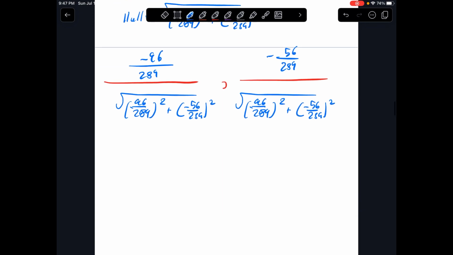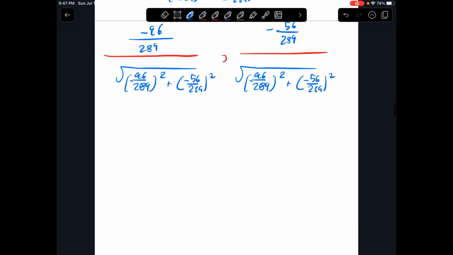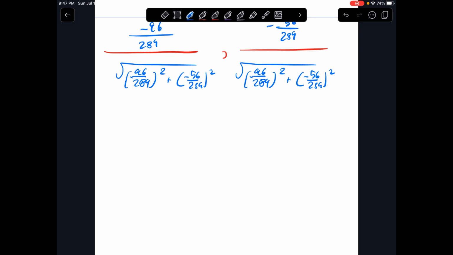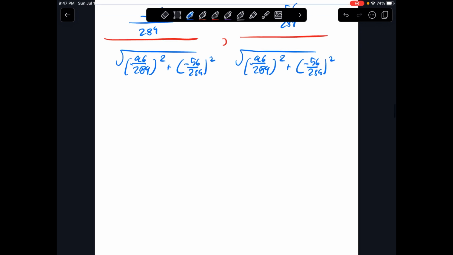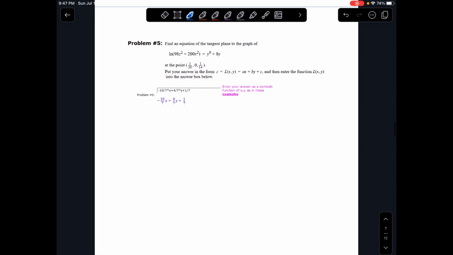And then the third one, finding the maximum rate of change of T at that same point, would just be the denominator. So it would be this portion evaluated, which equals, for C, 0.3846. Remember, you're just evaluating this part. Okay, number 5.